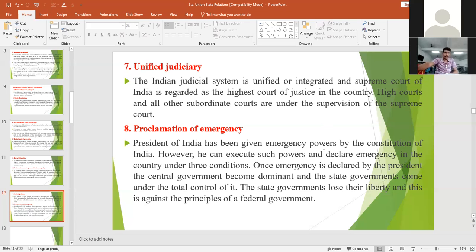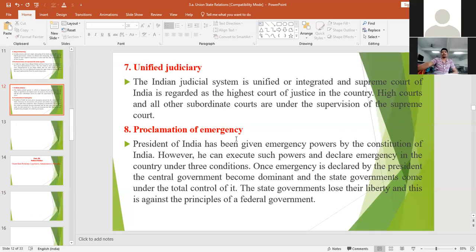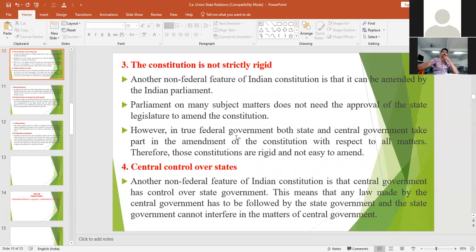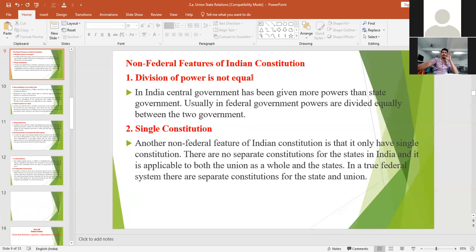So, my dear students, these are some of the non-federal features of the Indian Constitution. Yesterday we discussed the federal features of the government, and today we discussed the non-federal features. It means that India is neither a purely federal state nor a non-federal state. That is why it is stated to be quasi-federal.